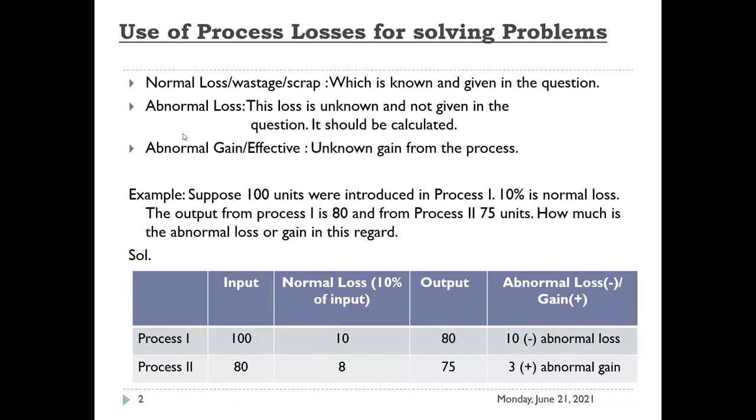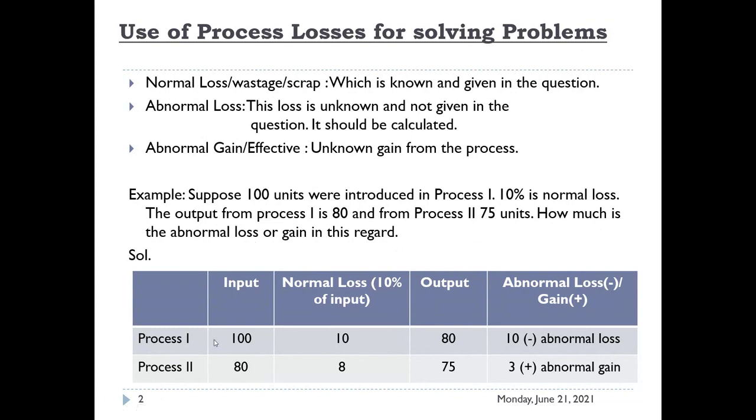Then abnormal loss. This is unknown and not given in the question. It should be calculated by using different formulas. Then abnormal gain, which is an unknown gain from the process. For example, suppose 100 units were introduced in process 1, and 10% is our normal loss. The output from process 1 is 80 and from process 2 is 75 units. How much is the abnormal gain or loss in this regard?